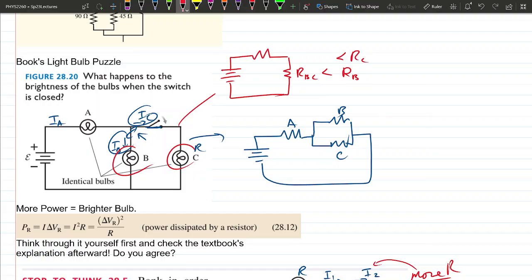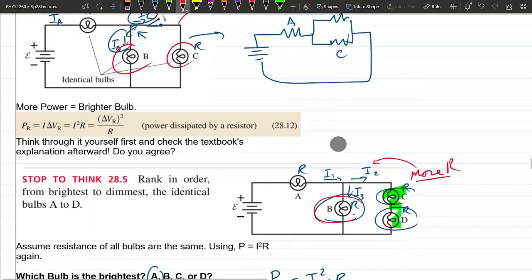So does that mean that when the switch is closed, A is actually brighter than when it was open? Right, exactly. A actually turns brighter. And I think we have a demo for that actually. I'll show you guys that maybe tomorrow.